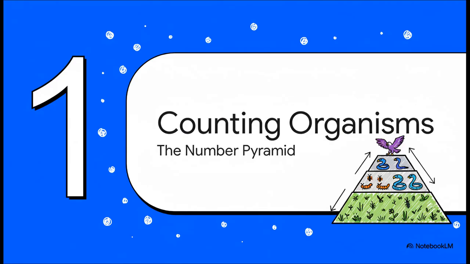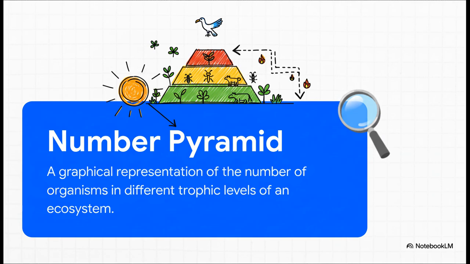So the first, most straightforward way to try and map an ecosystem is to just count everything. You know, how many plants are there? How many bugs? How many birds? And this gives us our very first tool, what we call the number pyramid. The whole idea here is pretty simple.